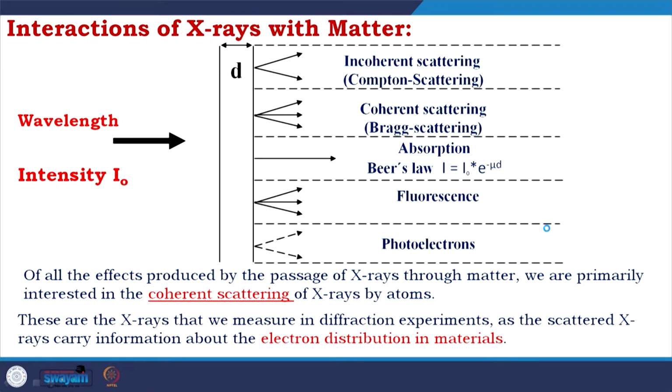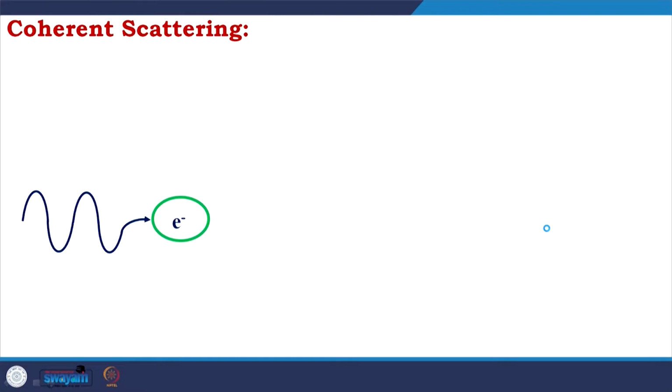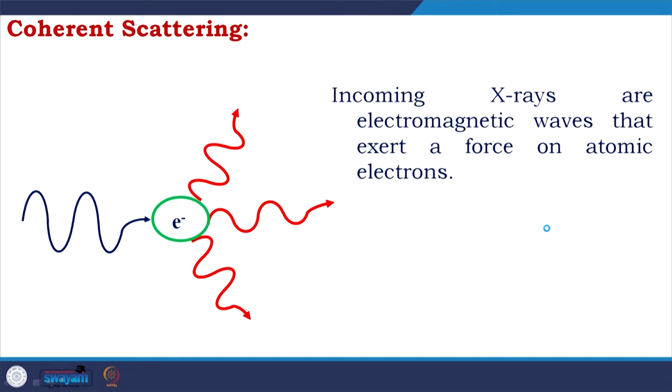These are the X-rays that we measure in a diffraction experiment, as the scattered X-rays carry information about electron distribution in materials. So, let us look at coherent scattering. The ray comes and hits the electron, and the electron scatters in different directions. Incoming X-rays are electromagnetic waves that exert a force on the atomic electrons, and that is why you get the molecular imprint. You hit a carbon, you hit a nitrogen, you hit an oxygen, you see different effects, and based on what is coming and being detected, we could go back and calculate which atom it is.